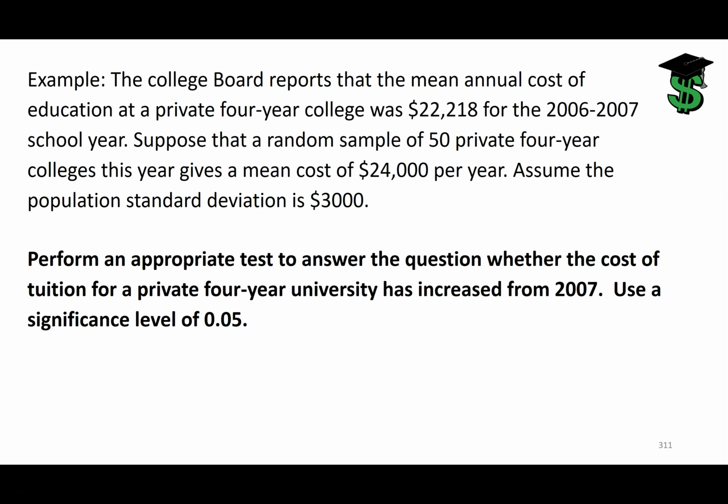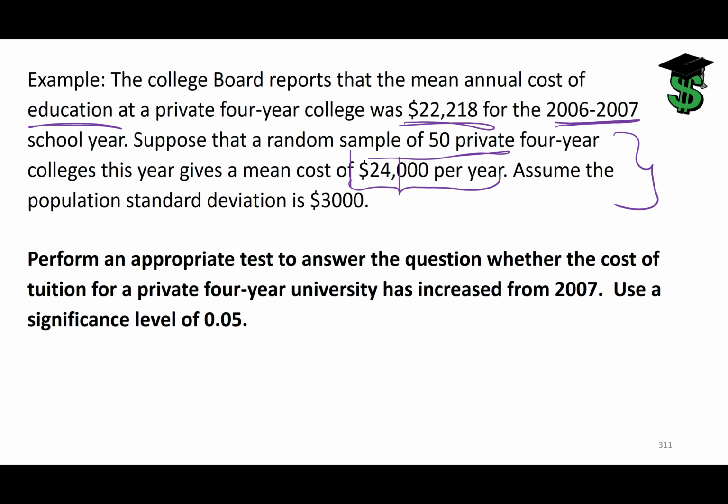Okay, so here we have a hypothesis test example. It's a little dated. You might see the data we have is from 2006, 2007. So we'll throw back to, what, senior year? The College Board reports that at private four-year colleges, the average annual cost for education, I'm hoping maybe everything, but at least tuition, is $22,218 per year.